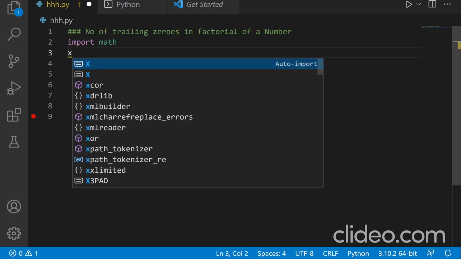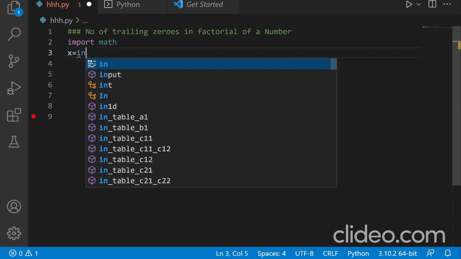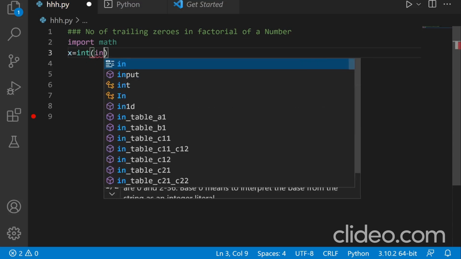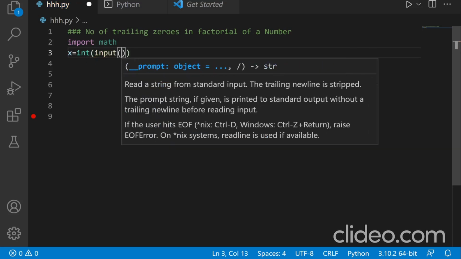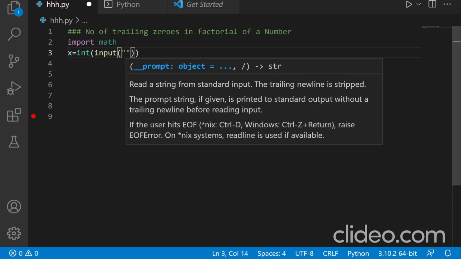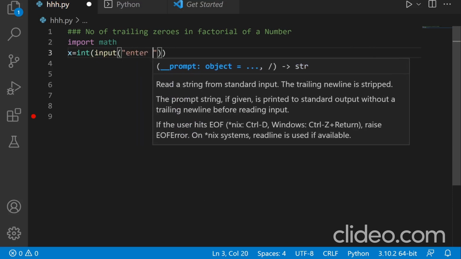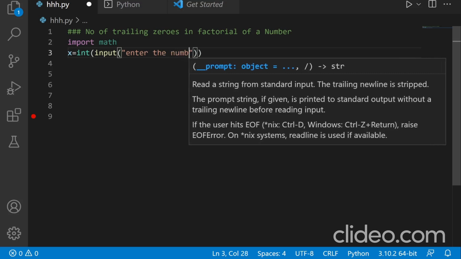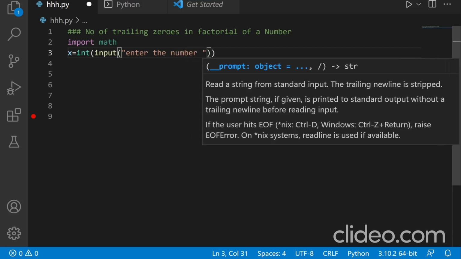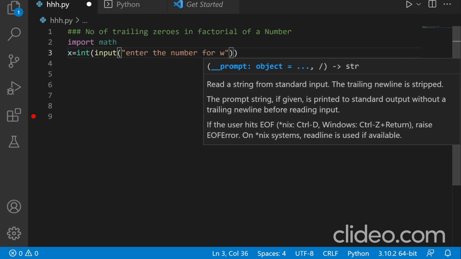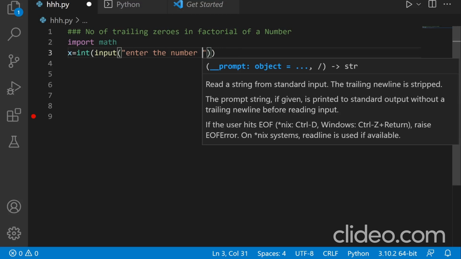So x, let's say, is equal to int. Obviously, I need to maintain that the input is an integer. Enter the number for which trailing zeros. Okay, let's leave it like this only. Enter the number.